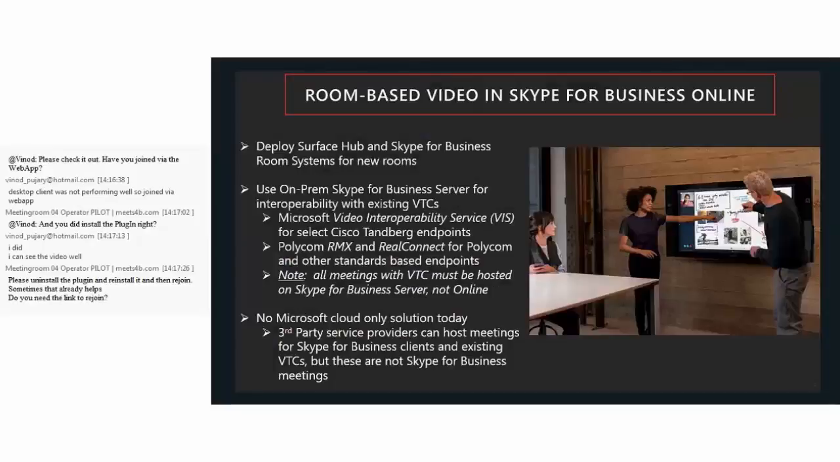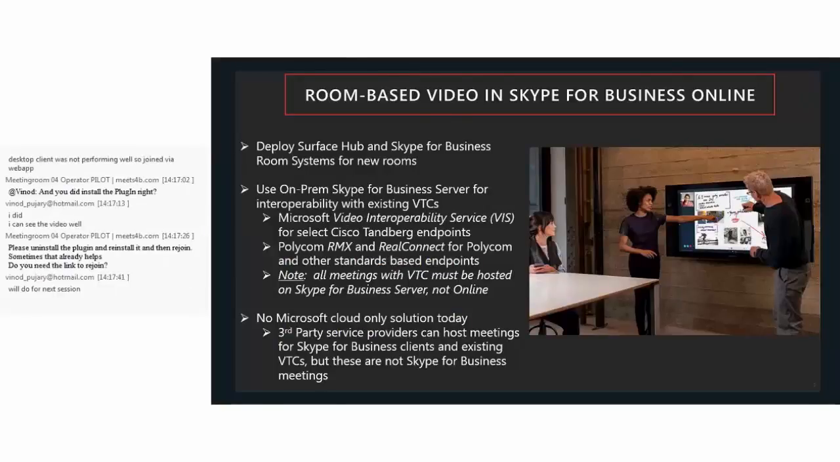Then, of course, I also talked about the Surface Hub, we have this room-based video in Skype for Business Online. Now, we can deploy, for example, the Surface Hub with Skype for Business Online. And this is very, very important. So if you have Skype for Business Online and say, okay, could I maybe have also a Surface Hub? Could these two, the product and this service, be integrated?